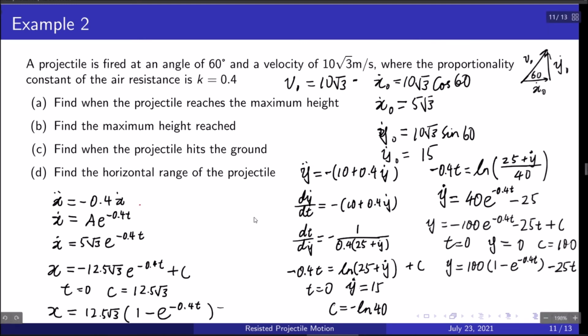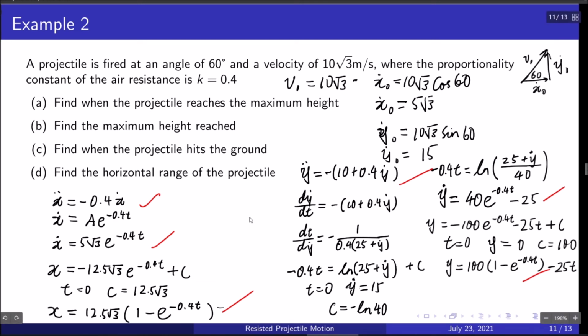So we have horizontal acceleration, velocity, and displacement, and we have vertical acceleration, vertical velocity, and the vertical displacement. So in this question, of course, not all of them are used, but generally speaking, it's good to set all of them up so you know what they are.